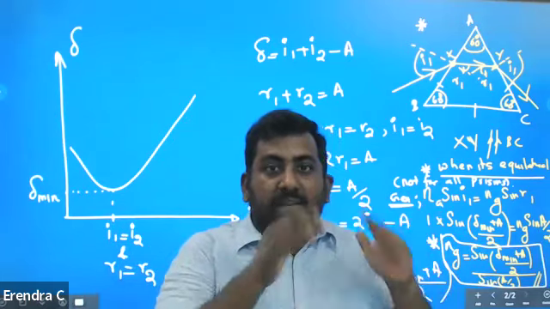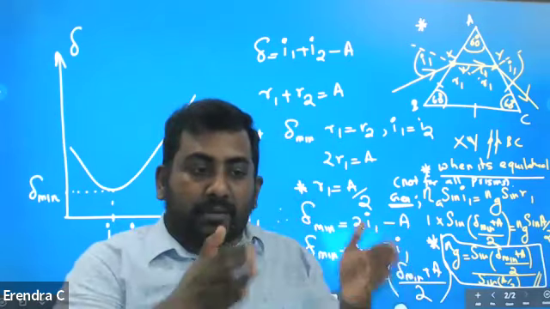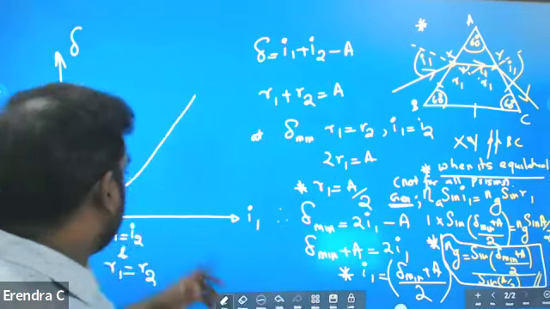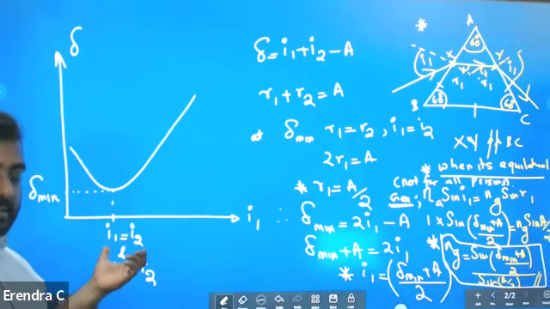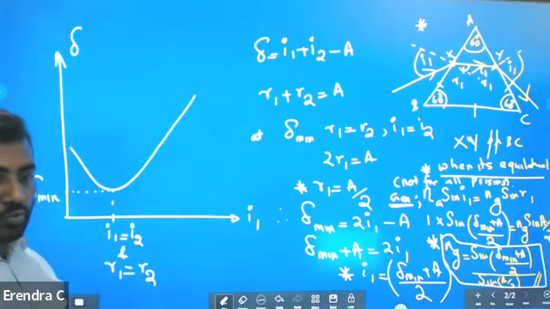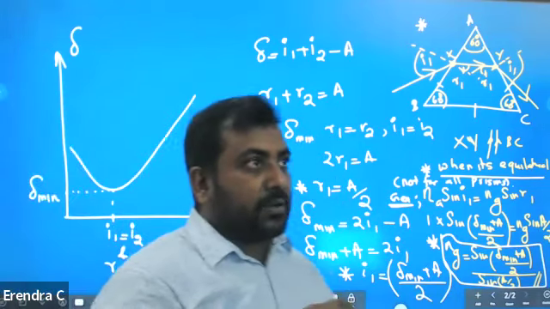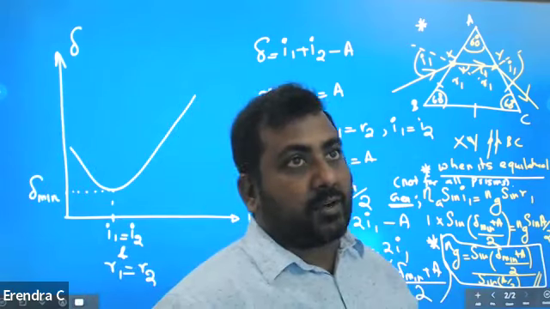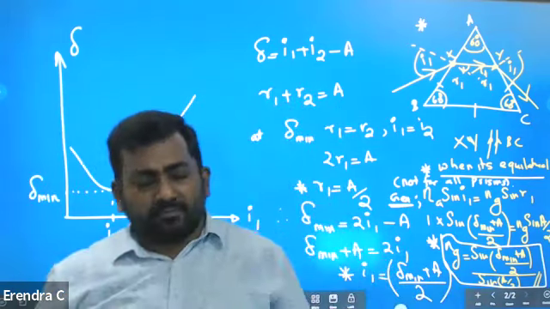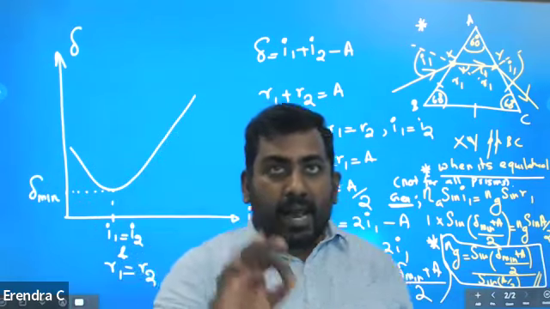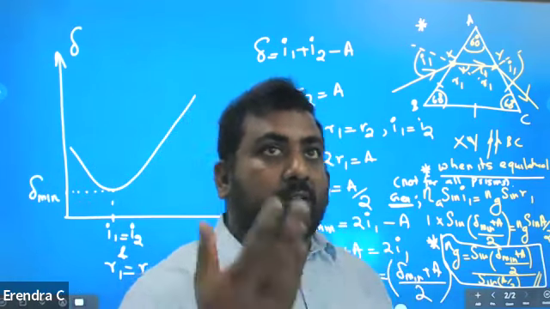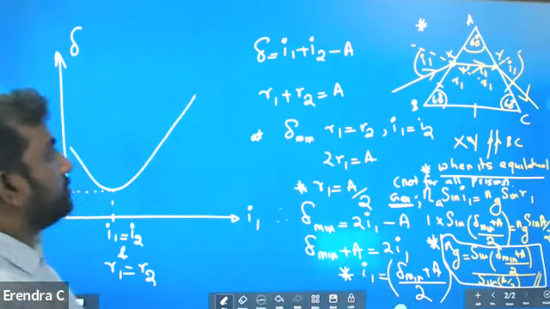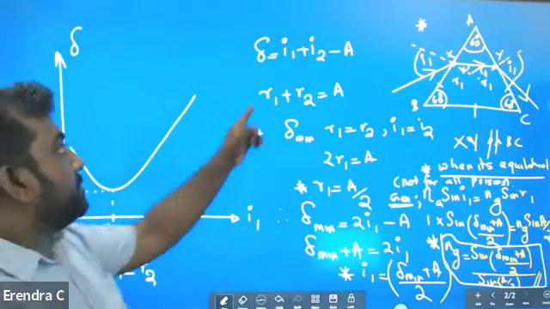At minimum deviation, I1 equals I2 and R1 equals R2, for any prism, whatever the prism.